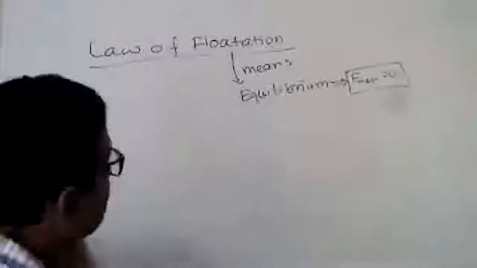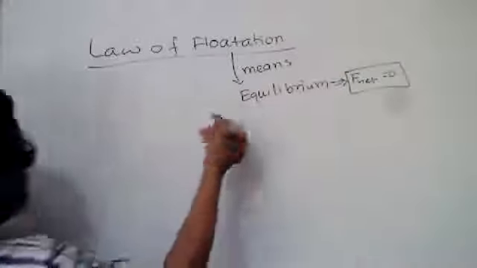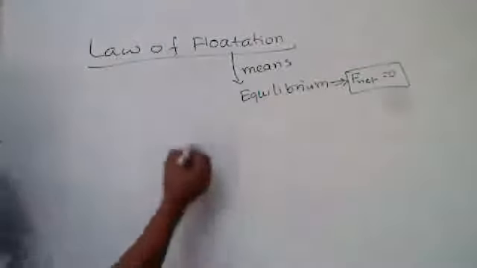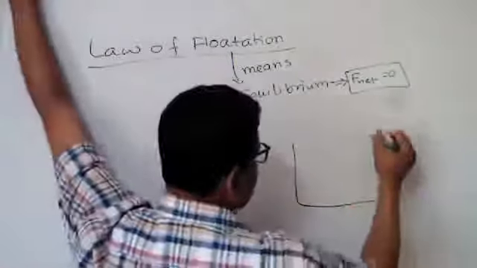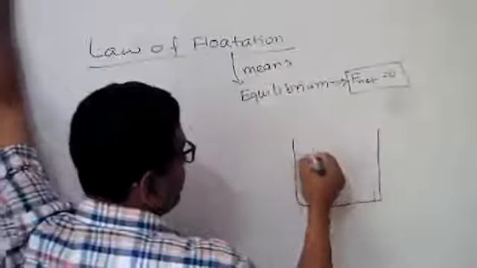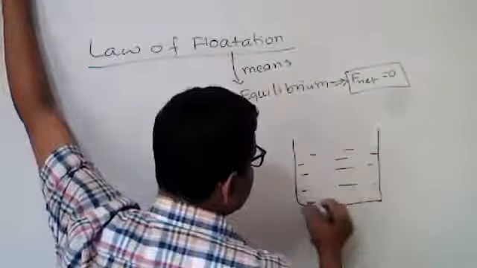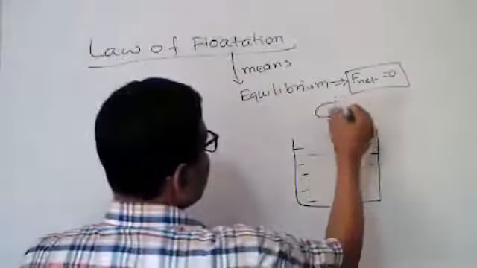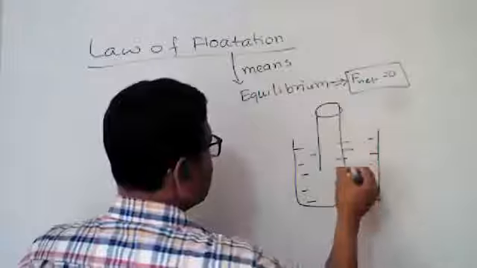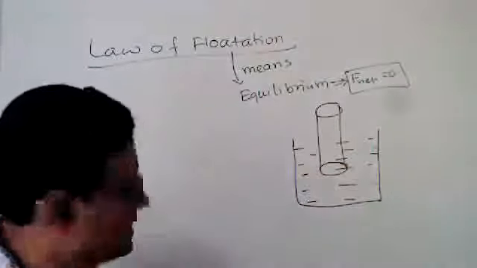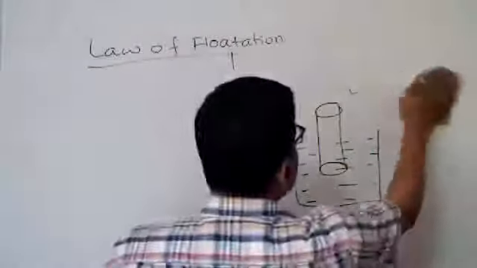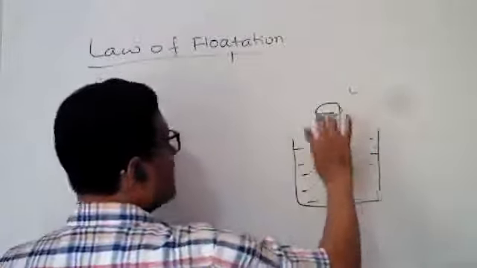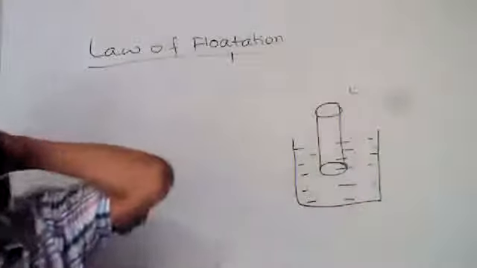Suppose the body is in equilibrium, so we can say the net force will be zero. Suppose this is a container or vessel, and this is the liquid, and there is a cylinder here. This is the cylindrical object. This portion is inside the water, and this portion is on the upper side, outside of the water.